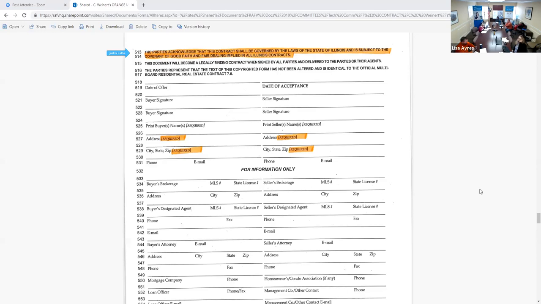Now, I've already mentioned to you on line 527 and 529, we've added the requirement for the addresses for each of the parties. Please make every effort to get this. If you're using the sale of the buyer's residence as a part of this contract and you don't put a contact address, you are going to be the one that has to reach that person. So think about that. That's all I have to say about the contract itself.